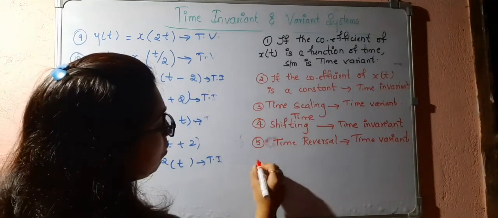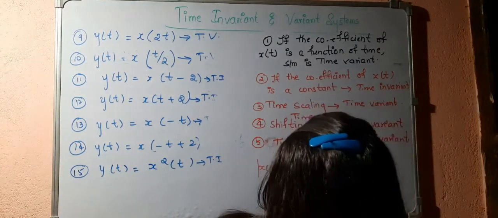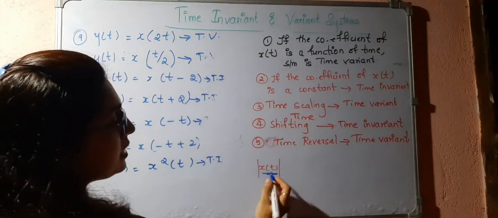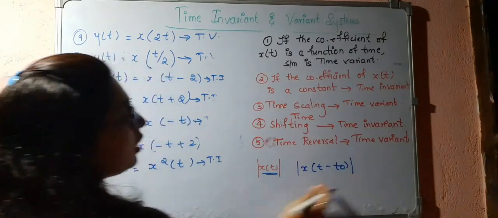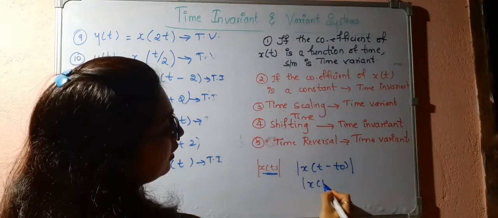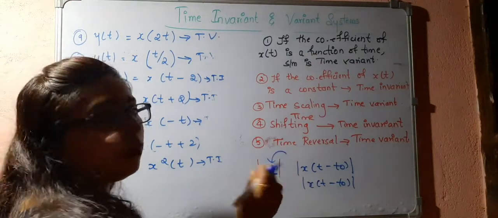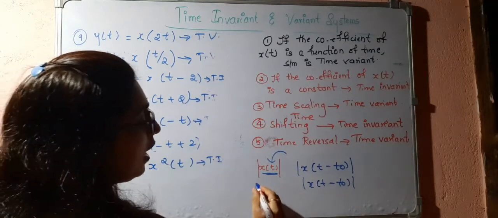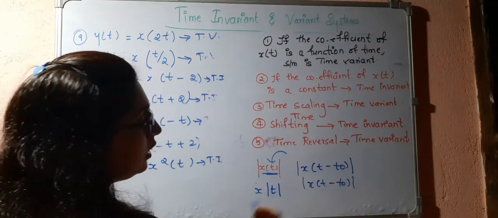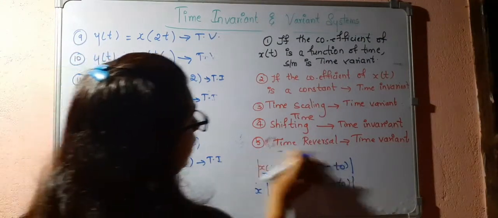If I consider mod of x of t, what is in this case? Mod of x of t. So here if I pass it through the delay, I will be getting mod of x of t minus t naught. If I pass the output through the delay, then also I will be getting the same thing. So this is the operation which is performed on the signal. So it is a time invariant system. If I had performed the operation on the time variable like this, something like this, then it would be time variant.